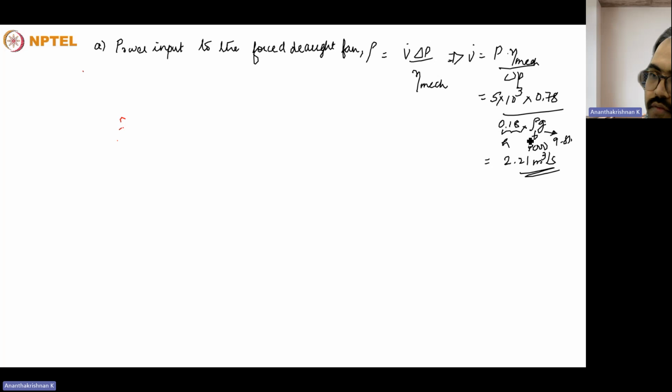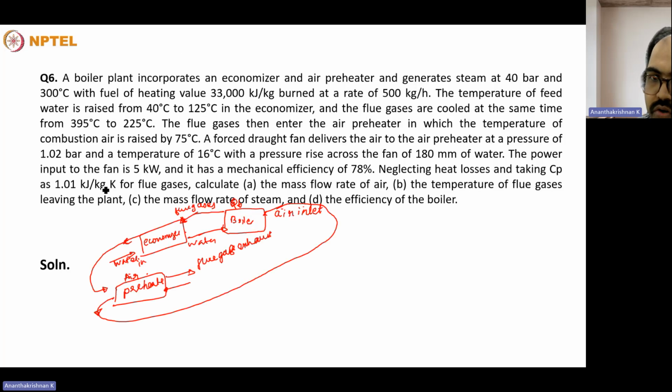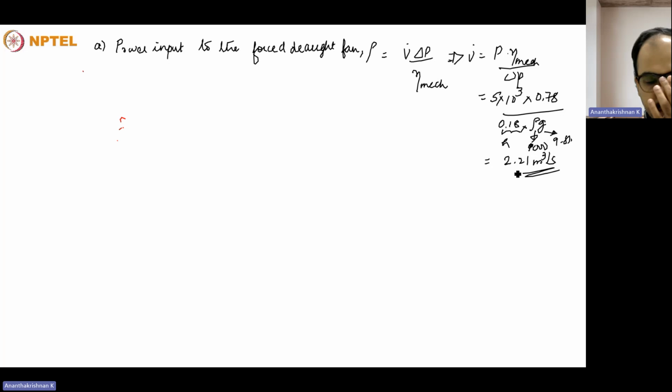This is because it is mentioned in the problem that the pressure drop in the fan will be equal to 180 mm of water. So in order to get the pressure drop, we just multiply with the density of the water. That's why we have used 1000. But now we need to calculate the mass flow rate of the air.